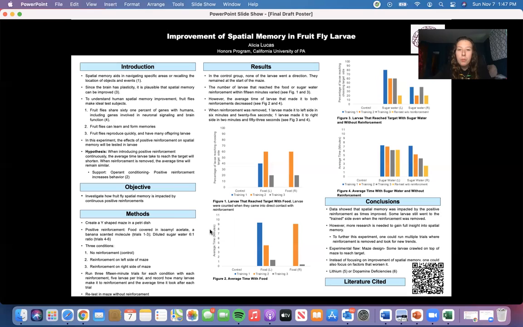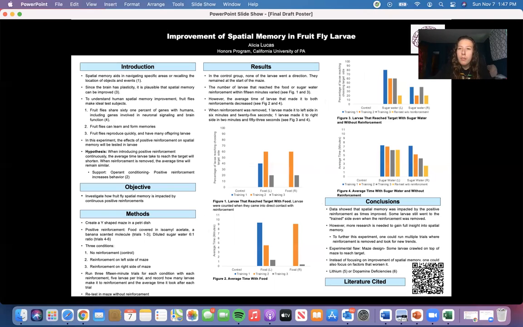So when looking at the graphs, hopefully you guys can see my cursor. I have 2 graphs here in the middle, and this is with the food. And then these ones over here are with the sugar water and no reinforcement. With all of these graphs, we see the same kinds of trends.